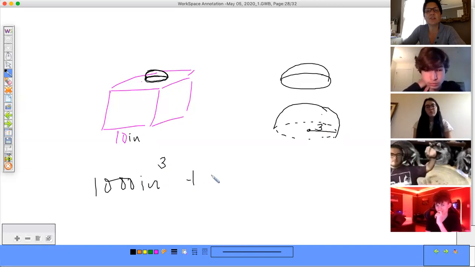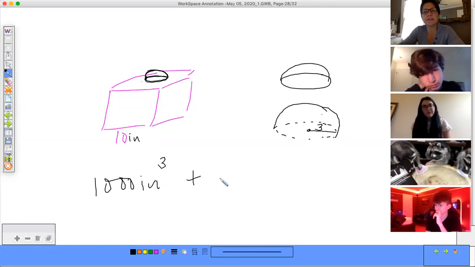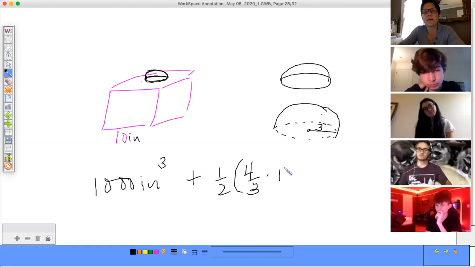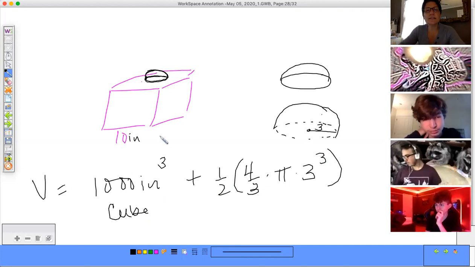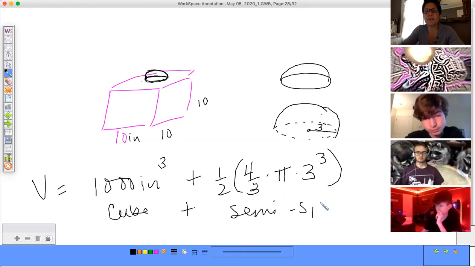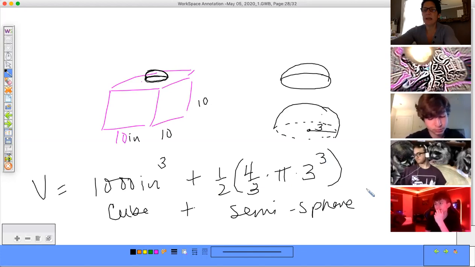Where did I get 1,000 cubic inches from? And I'm telling you, my radius here is 3. Where is this 1,000 cubic inches coming from? It's 10 times 10 times 10. This is the cube, because this is 10 by 10 by 10, because that's what a cube is. And then what is this? That's the semisphere. So if we were to add those together, that is what we would get, okay?